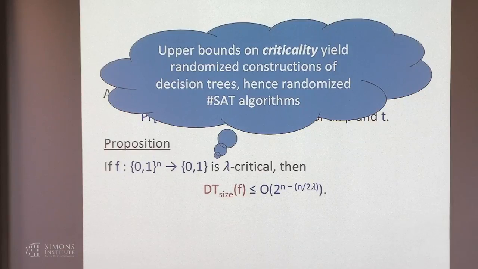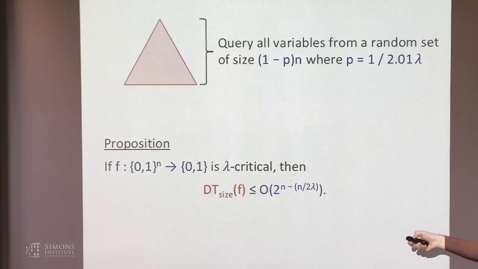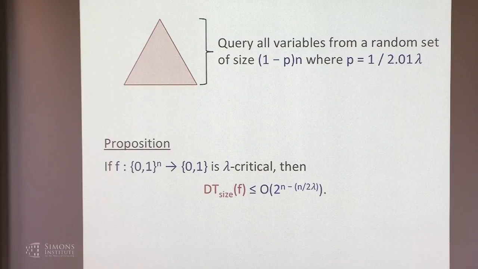So why is it randomized? I mean, the theorem is a proposition. It's randomized, you'll see why in a second, I'll explain the proof of this. You have to actually find the decision tree. Okay, I see. Right.